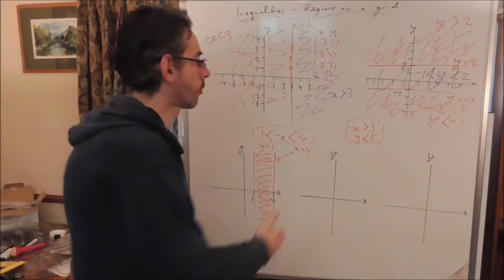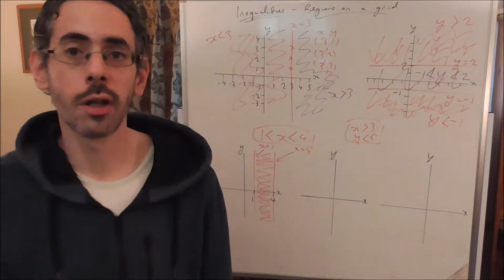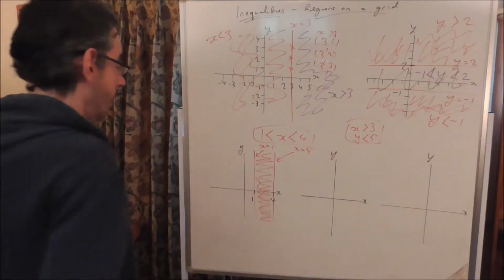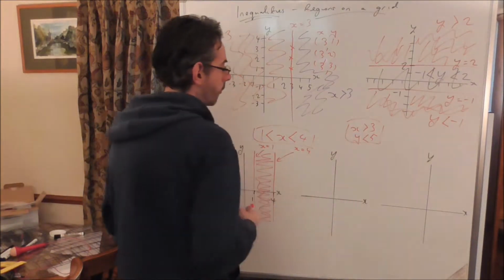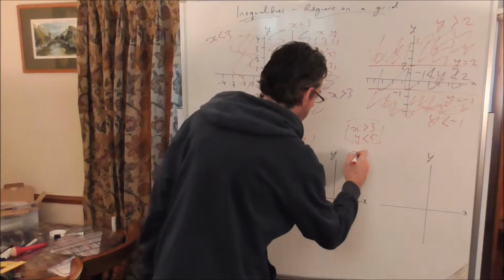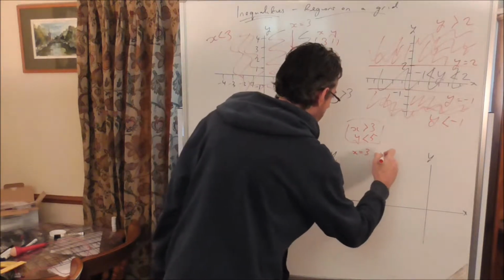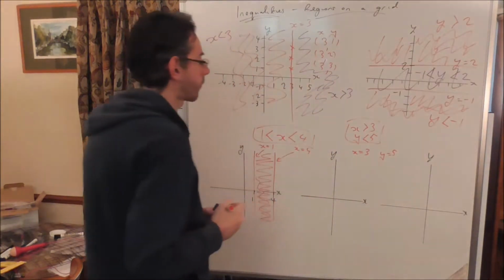So we're looking for points with an x-coordinate greater than 3 and a y-coordinate less than 5. Again, we first of all need to draw the boundary lines. We need to draw x equals 3 and y equals 5, just replacing those inequality signs with an equals sign. Let's draw x equals 3 and y equals 5.